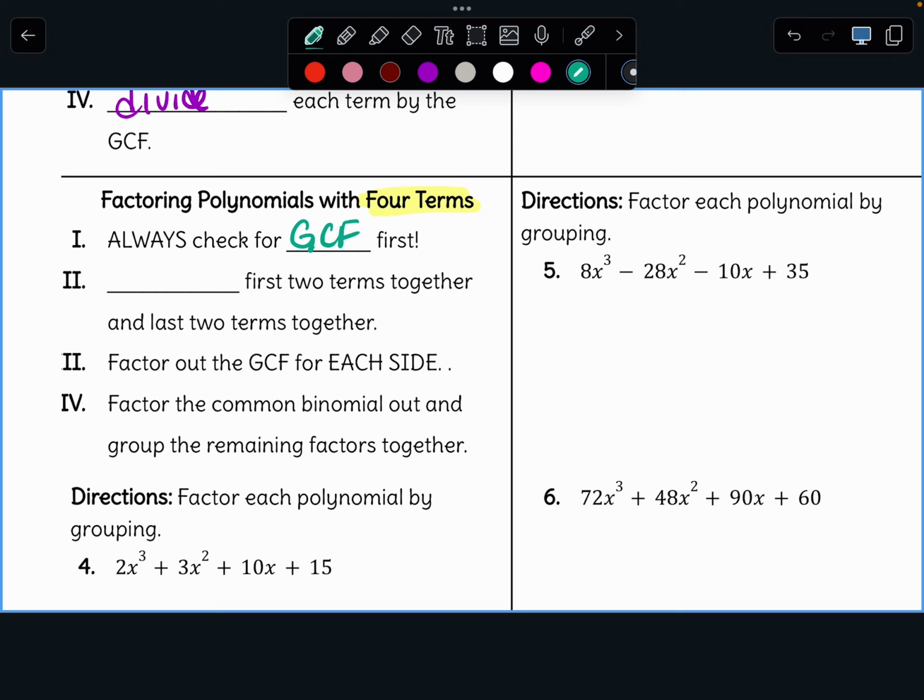When I have 4 terms, and this only works when I have 4 terms, we can do factoring by grouping. So the first thing we do, look for a GCF all the time. It just simplifies the process. Then we group the terms together. That's why it's called grouping. So I have the first 2 and the last 2. You might need to rearrange.